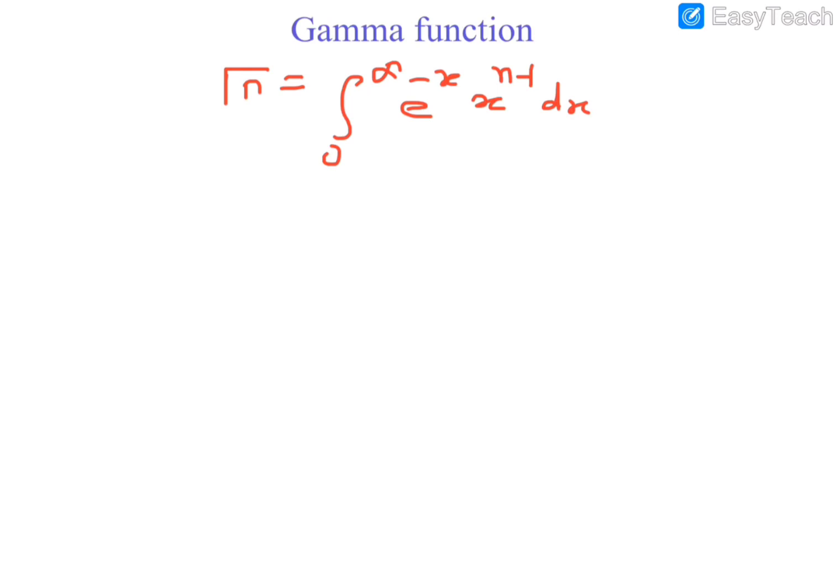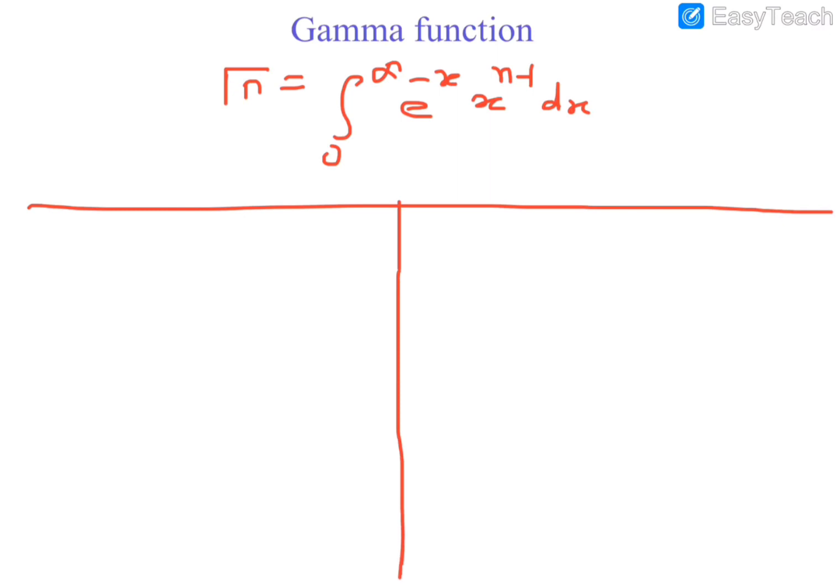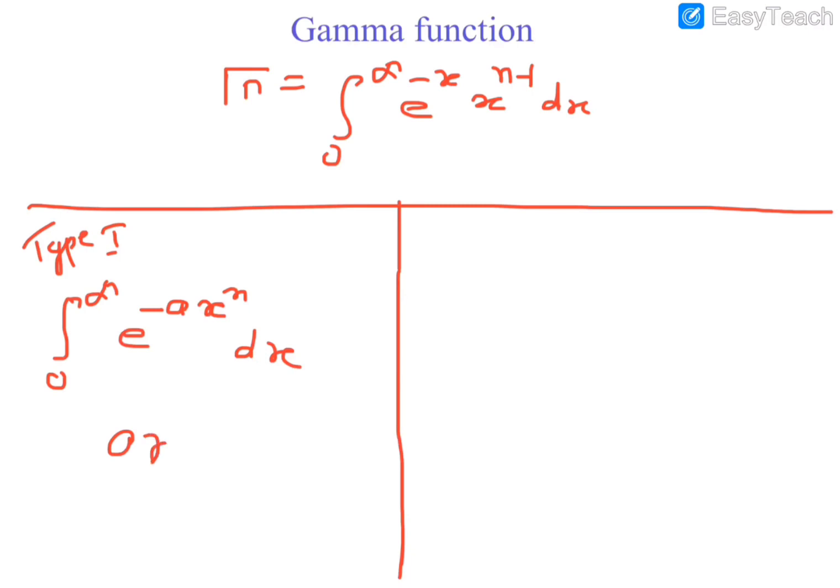Okay, so what are the types of questions which can come in university exams? The first type, type 1, is something like the integral from 0 to infinity of e raised to the power minus (a x) raised to the power n dx. If this type of question comes, the method of substitution you are going to use is a into x raised to the power n is equal to t.